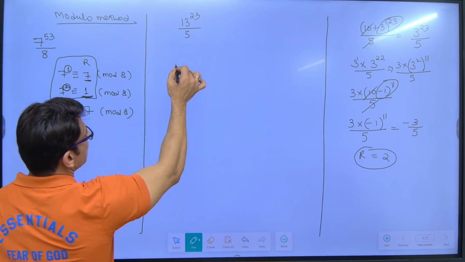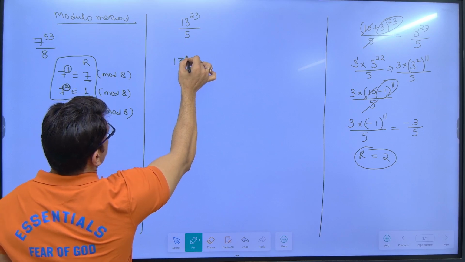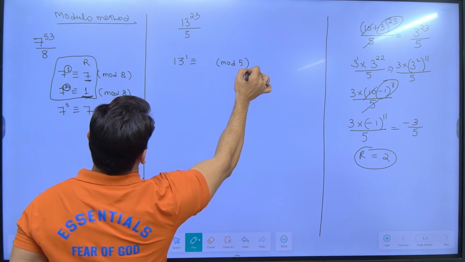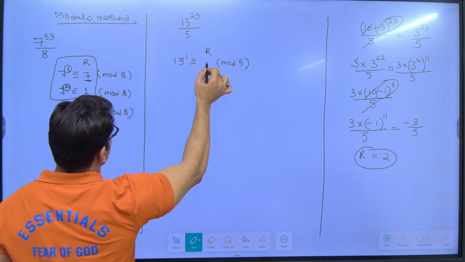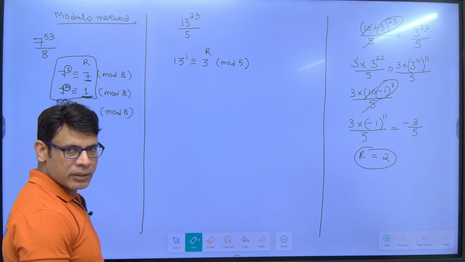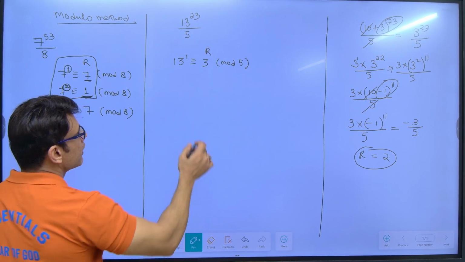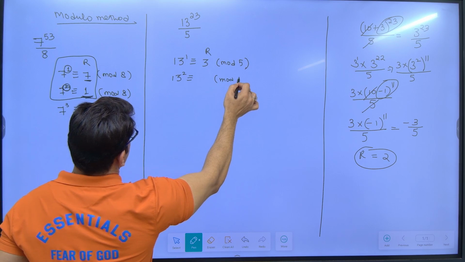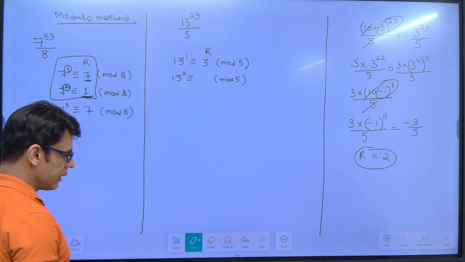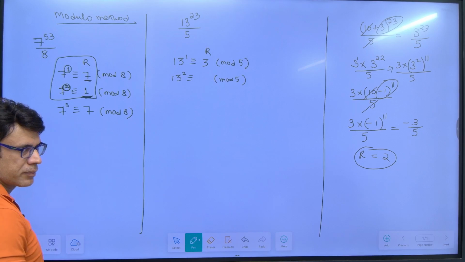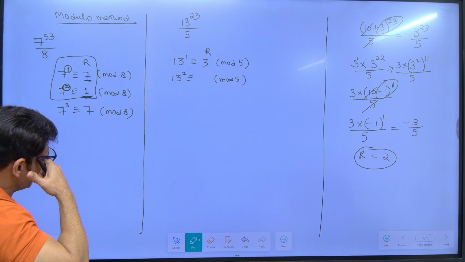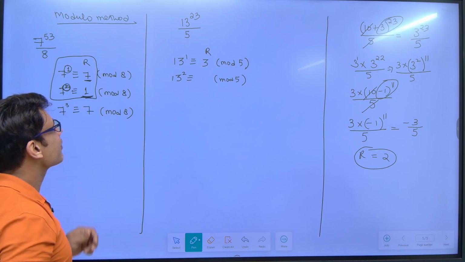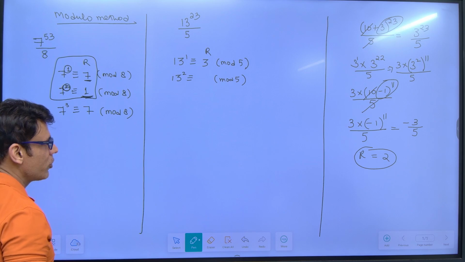In the modulo method, you first take 13 raised to the power 1 and divide with what? Write down the remainder. 5 2s are 10. Remainder is what? 3. Yes. Then you have to take 13 square. What is 13 square? 169 divided by 5 is how much? 4.